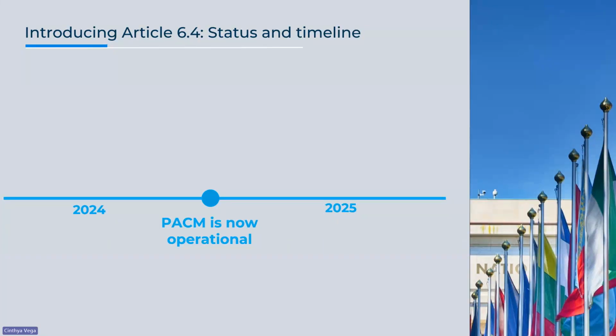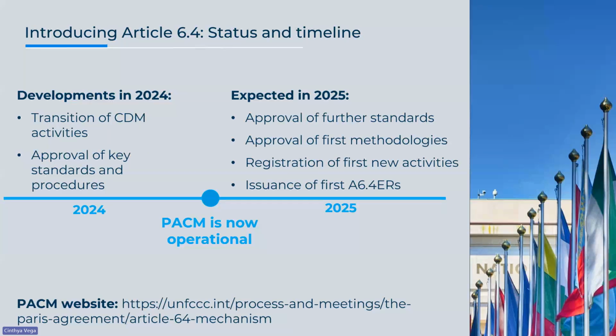The PACM is now operational. In 2024, the transition period of the CDM activities to the PACM was closed, and we also had approval of key standards and procedures such as the methodologies and removal standards. So now in 2025, the SB is working on approving further standards. For example, at the last SB meeting, the additionality standard was approved. And for the rest of the year, it's going to be working on approving the first methodologies, registering the first new activities, and issuing the first Article 6.4 ERs. Once the first PACM methodologies are approved, new activities can then apply them and request registration under the PACM.